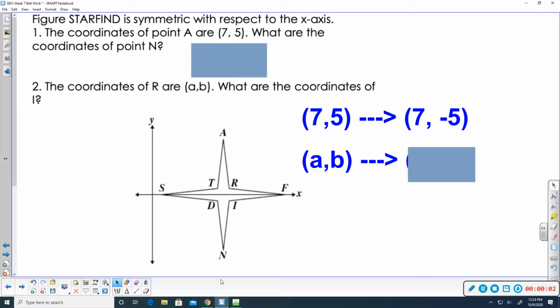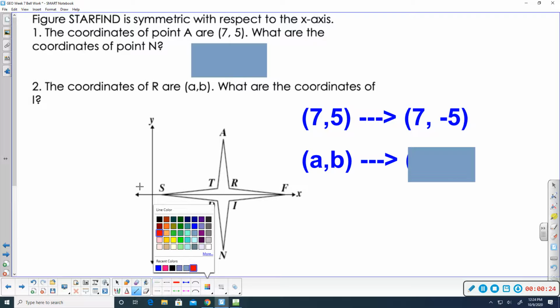Alright, so this problem says figure STARF and DNIS is symmetric with respect to the x-axis. So, symmetry means that if we took this figure and we folded it over the x-axis, it would land directly on top of each other. It means one half is exactly the same as the other.